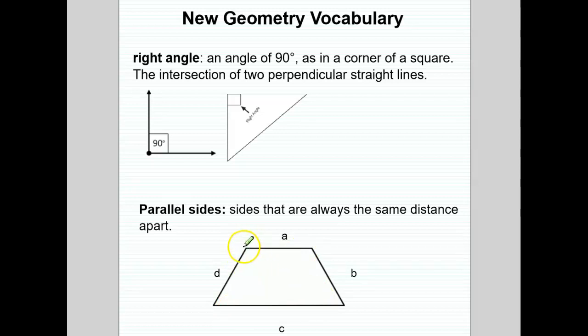I know that side A and side C are parallel. And the reason that they're parallel is because they are going the exact same direction. And if they continued on, they would always stay the same distance apart. So A and C are parallel sides.